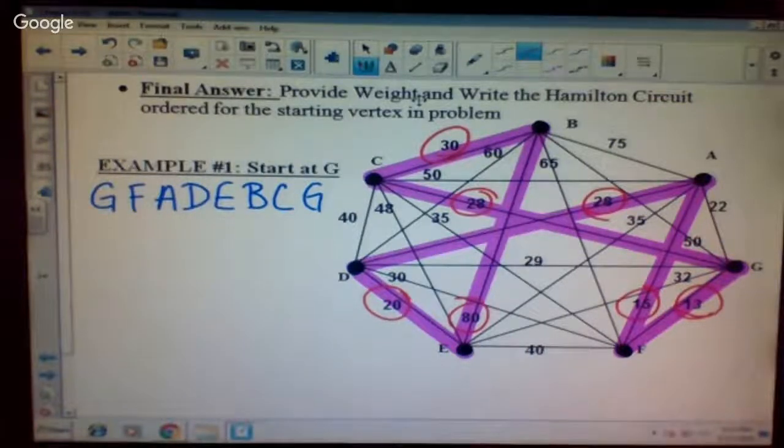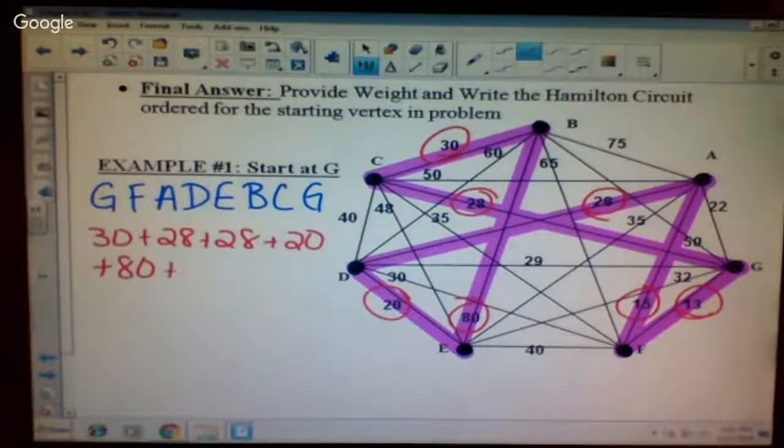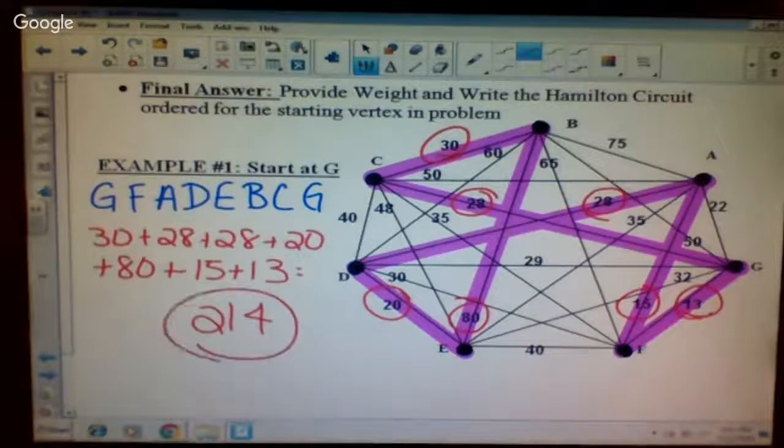If you need to write them down, Trey, we've got 30 plus 28 plus 28 plus 20 plus 80 plus 15 plus 13. You should end up with 214. So not only am I going to be looking for the actual circuit itself, I'm looking for that total. You must give me that total.